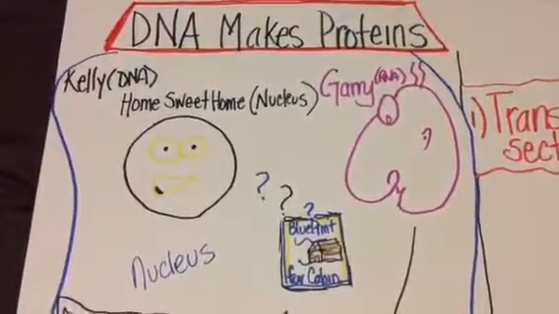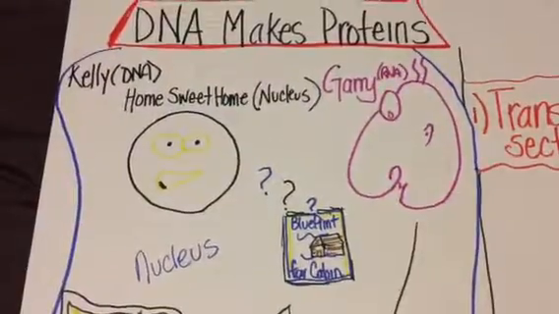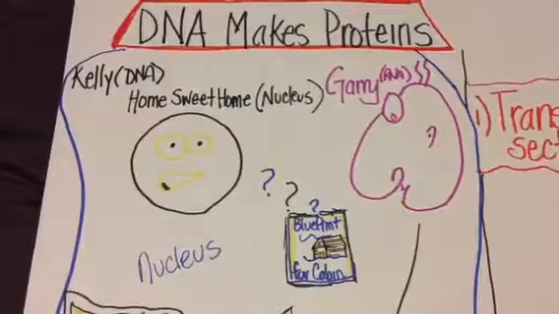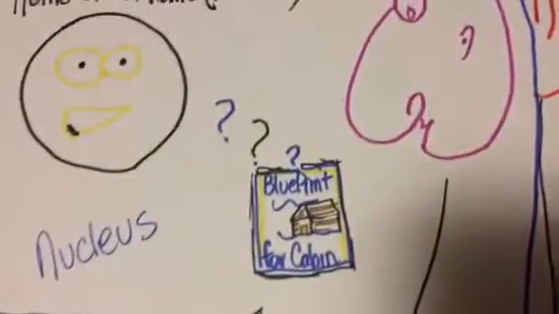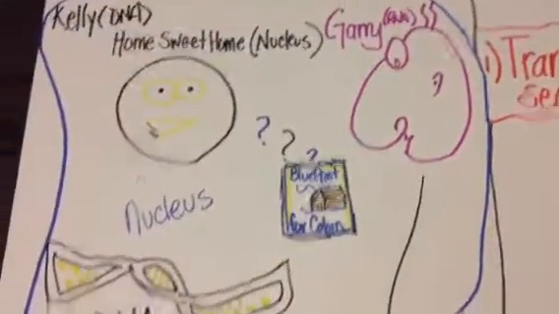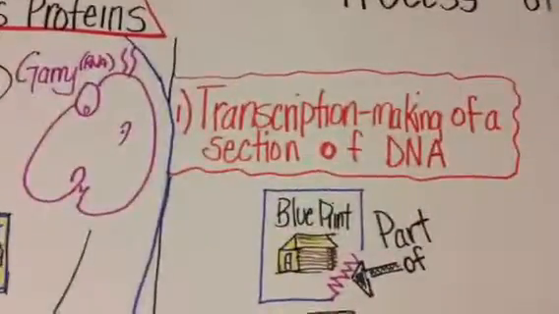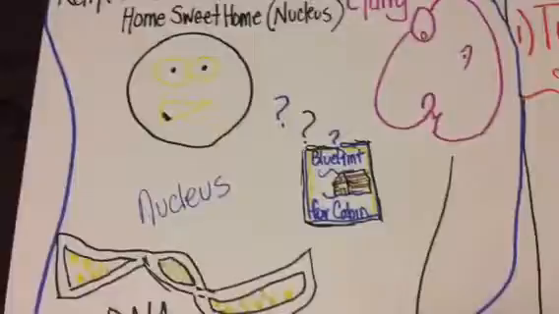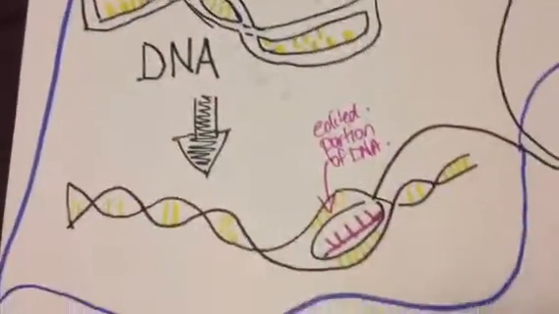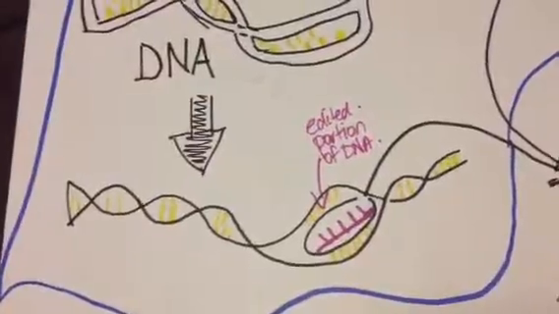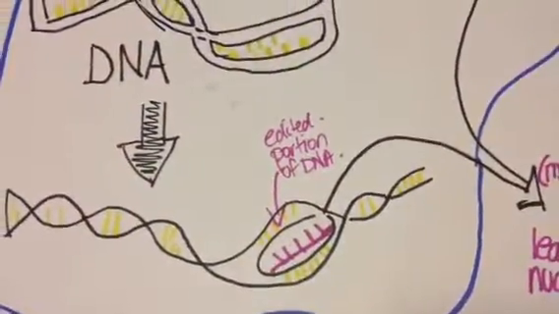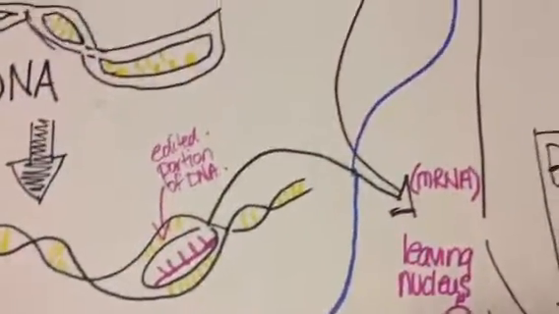So Kelly, DNA, and Gary, RNA, come up with a plan, which we will call the blueprint, to make the summer cabin happen. This process is what we call transcription. Now during transcription, in order for Gary, who's RNA, to leave his home in the nucleus, Kelly, DNA, has to edit a portion of the blueprint from his DNA, which we have highlighted in purple. And now this is done specifically in order to make the summer cabin happen.